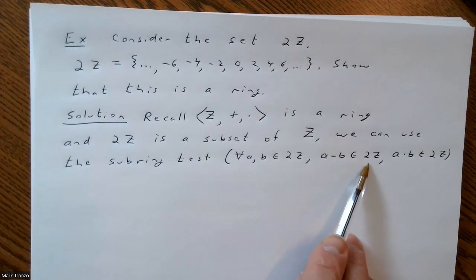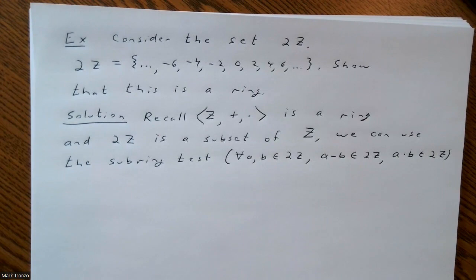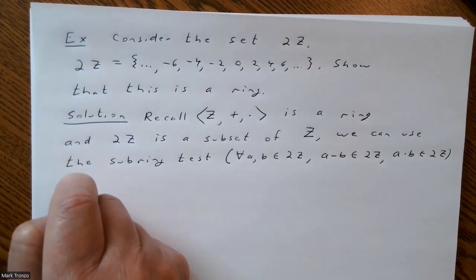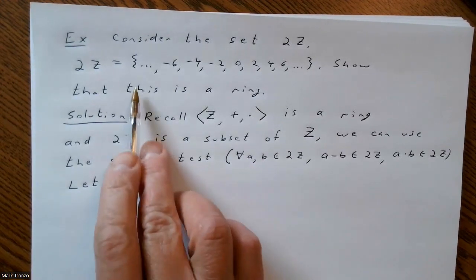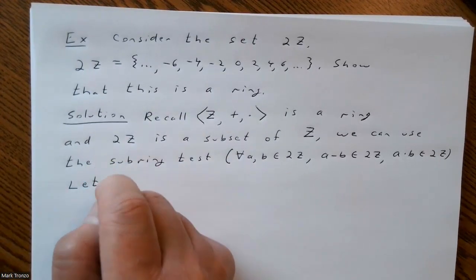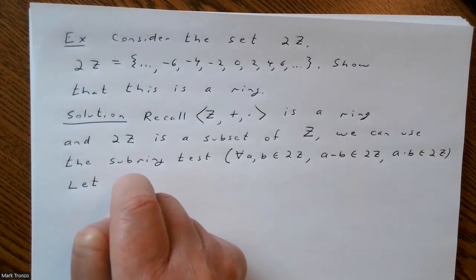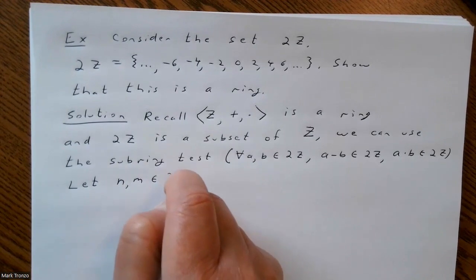If we show A minus B is in the subset, A times B is in the subset. Now in our case, let's do that formally. Usually you can use A and B here, but since we know these are integers, a lot of times we use M and N for integers. You could use A and B if you like, whatever you're most comfortable with. So let M and N be in 2Z.